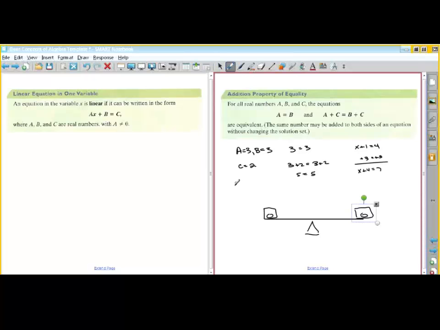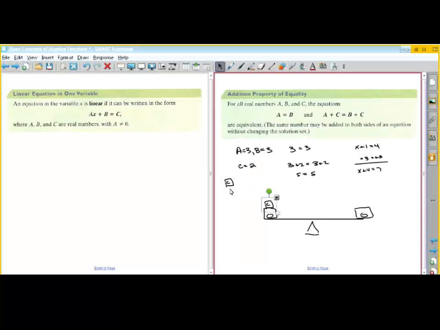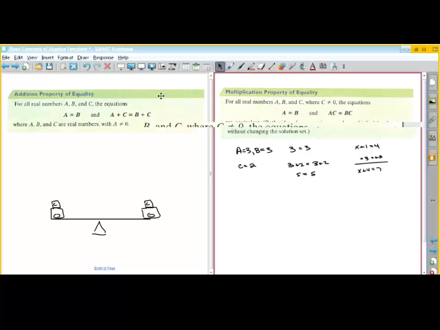So this might be A and this might be B, and then you have some third quantity, say this is C. If I take that C and make an exact copy of it, and I put this over here and that over there, if they originally are balanced, and I add the same quantity to both sides, then the balance stays the same. Makes sense. So that's the addition property of equality.